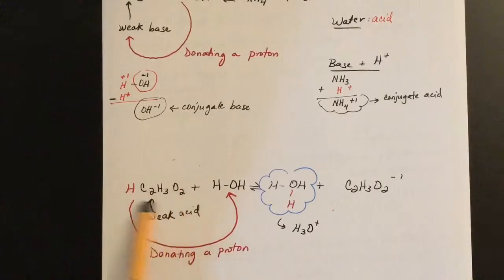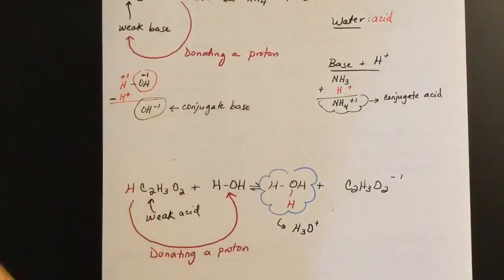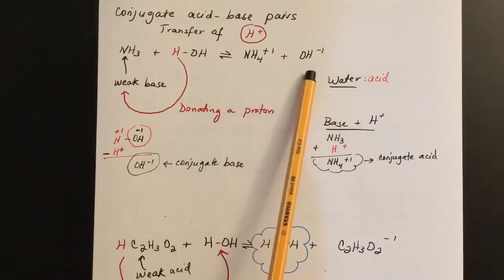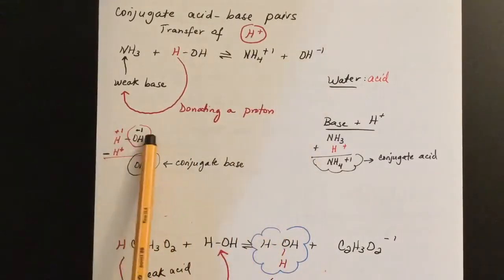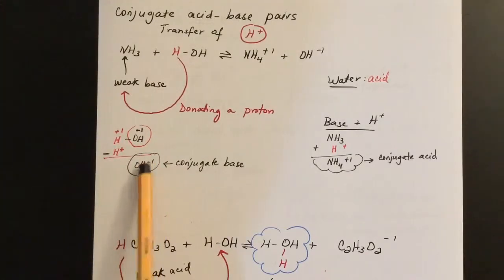So when your acetic acid donates the proton, what you're getting is the negative part of the acid, which is the acetate ion in this example here. So the negative part of your acid is your conjugate base. In the previous example, the negative part of my acid was the hydroxide, and that's my conjugate base right there. The conjugate base is the product of your acid losing a proton. That will give you the conjugate base.